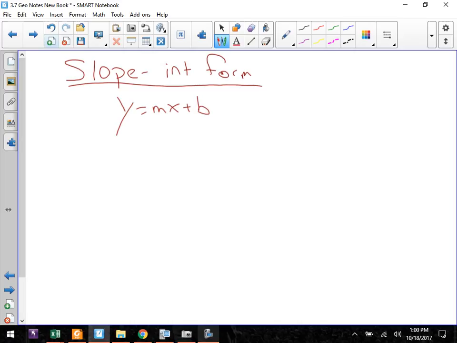Now, in terms of these, obviously in this case, what does the M stand for? Slope. And B is your starting point. Well, where do you start on the graph? Your y-intercept. Good.